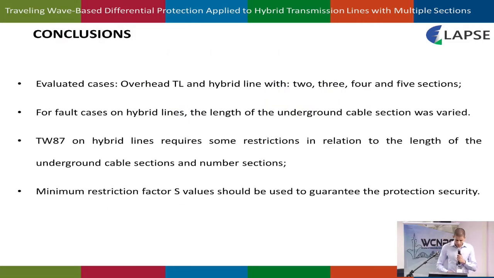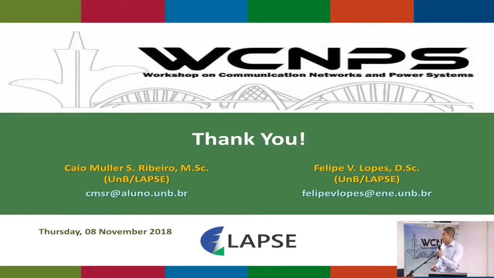Finally, the conclusions. In this paper, the evaluated case is a monitored TL that is an overhead TL in hybrid lines with 2, 3, 4, and 5 sections. For cases on hybrid lines, the length of the underground cable section was varied. The TW87 on hybrid lines requires some restrictions in relation to the length of the underground cable sections and number of sections. Finally, high restriction factor S values should be used to guarantee the protection security. And that's it. Thank you.